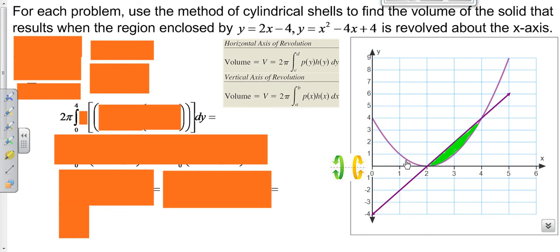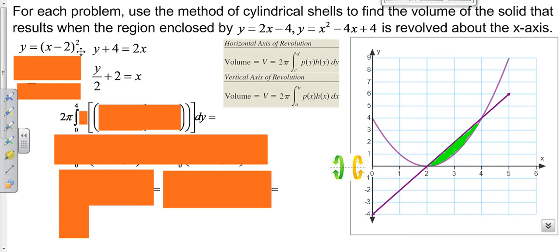But since we have to be dealing with y, we have to rewrite our equations so it's x equaling something only with y's in it. For the first one, we can solve for x by adding 4 to both sides, then dividing by 2 or multiplying by half, and we end up getting this. For our parabola, we can factor the right-hand side into an x minus 2 and an x minus 2, so you could write it as x minus 2, all squared. Then we take the square root of both sides and add 2 to both sides to get x by itself. That's what we need to use for finding our integral.